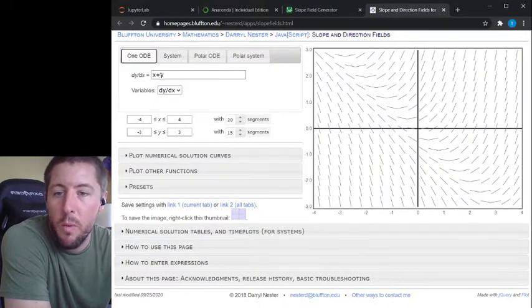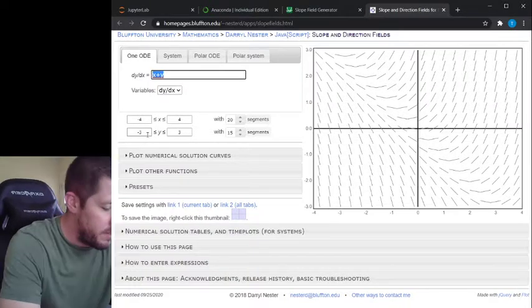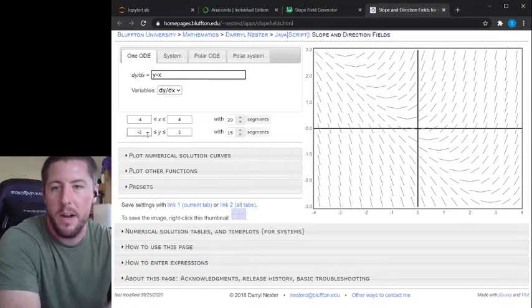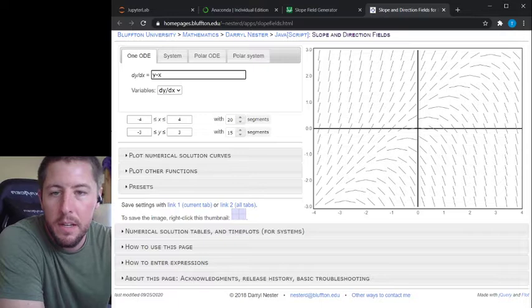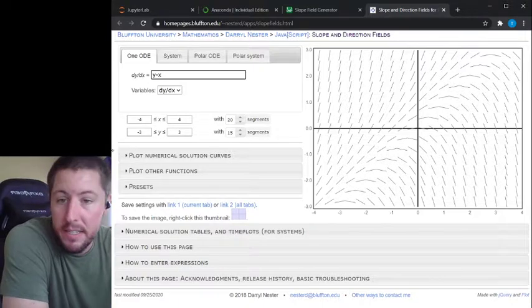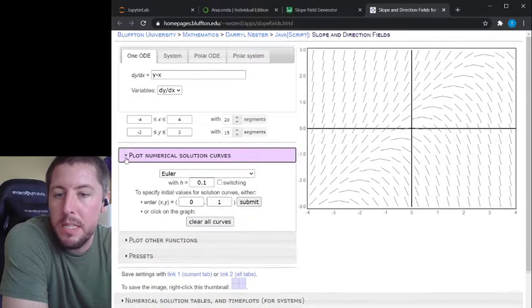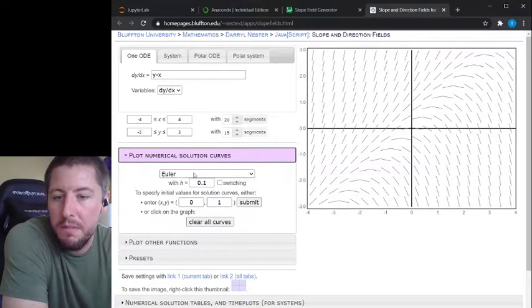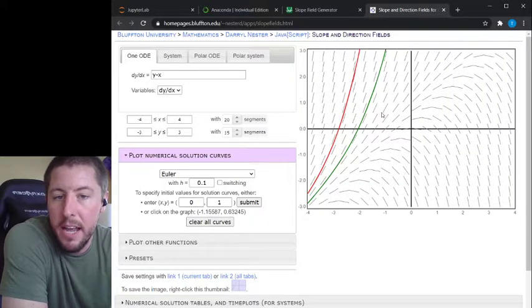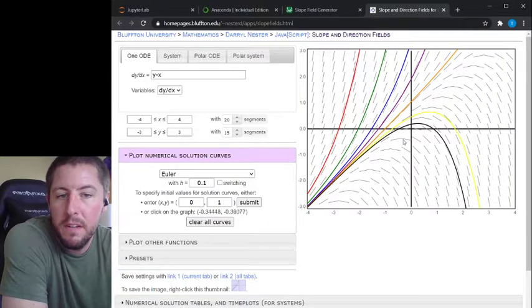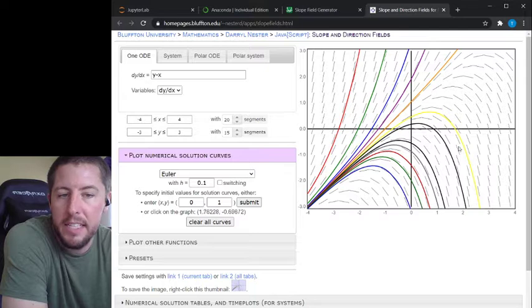In any event, we want to go to 1ODE right over here. Type in the things we've been seeing. I've got y minus x because it wants x's and y's instead of t's and y's. We're back to the same image. But the thing that I feel better about is I want to plot numerical solution curves. And so the cool thing is that you can just click and generate a new one, right? Which is highly satisfying to me.